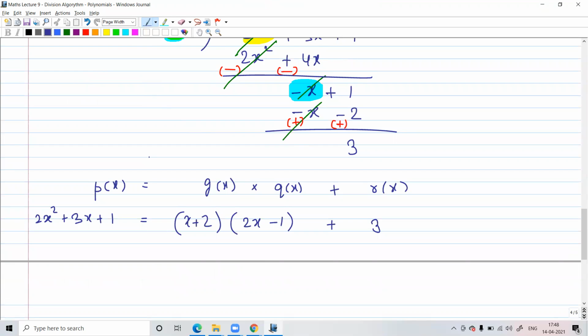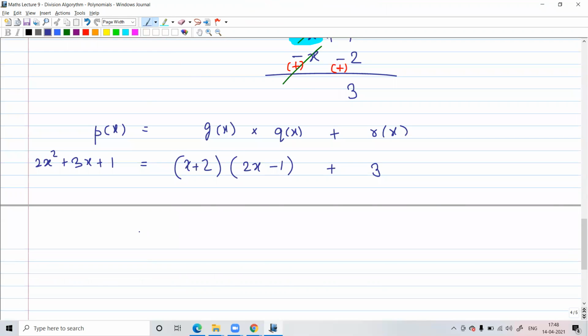So you will write it like this. And you can do the verification. You can verify that algorithm. How will you do the verification? You will just multiply these two. You know how to multiply a binomial with a binomial, right? Do the multiplication. It will become 2x squared minus x plus 4x minus 2.